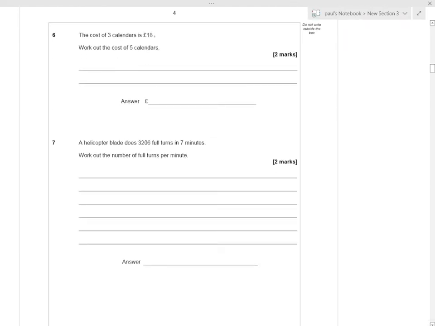The cost of 3 calendars is £18. Work out the cost of 5. So this is direct proportion. So first of all, we need to find out what one calendar is. So 18 divided by 3 equals £6. Now you're going to buy 5. So 5 times 6 is 30.